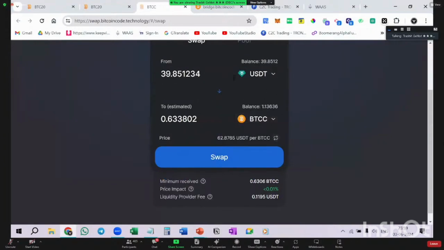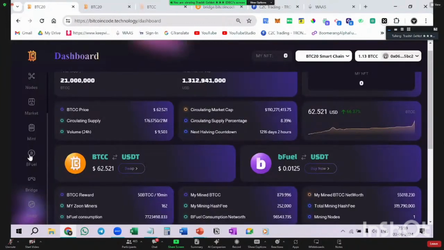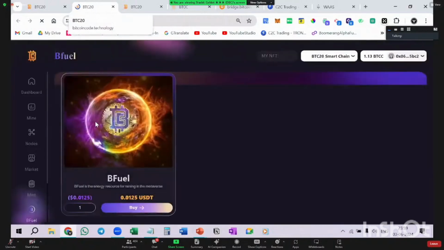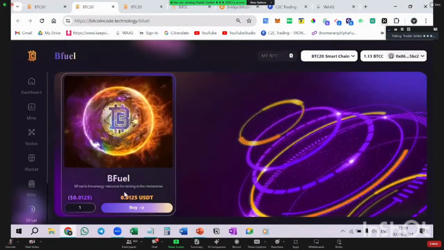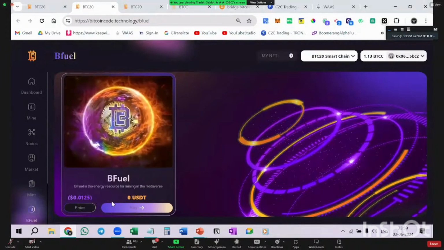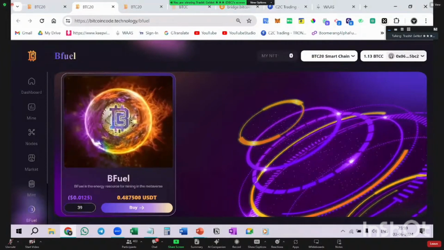Another use of USDT when you bridge in is to buy B fuel. So on our mining dApp, you have this option to buy B fuel. Now, what is B fuel? We are going to cover that later in the presentation, but B fuel is required to be paid as the cost of mining, right? So you can buy B fuel using the USDT which you have just bridged in. So whatever USDT you are having, maybe 39.